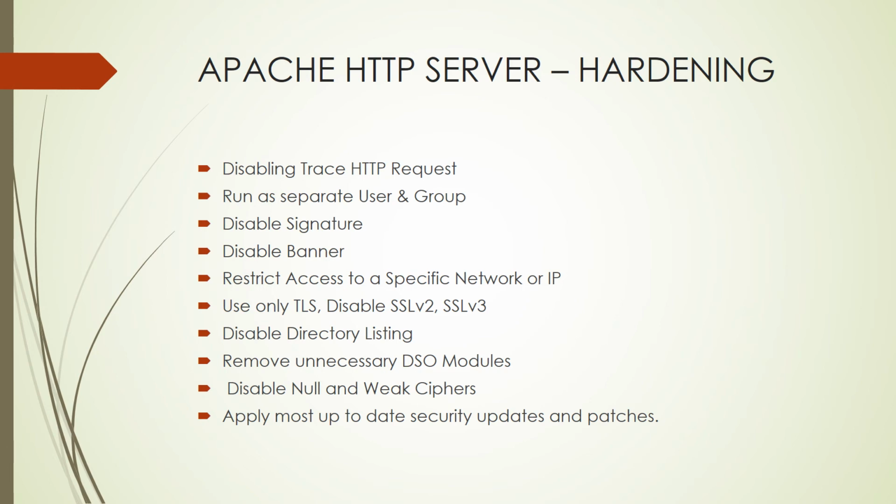Next one would be restrict access to a specific network or IP. If you wish your site to be viewed only by a specific IP address or network, you can modify your directory in the HTTP conf. So the solution would be to give the network address in the Allow directive. The next one is use only TLS, disable SSL v2 and SSL v3. The reason for that is SSL 2.0 and 3.0 reportedly suffer from several cryptographic flaws.